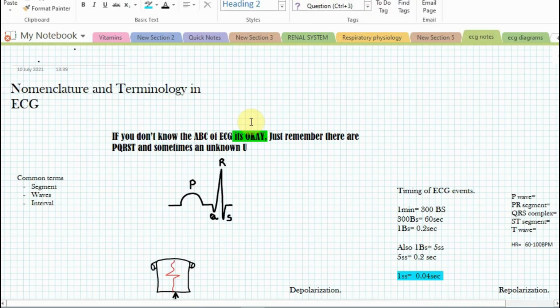Today we will be talking about the nomenclature and terminology in an ECG.